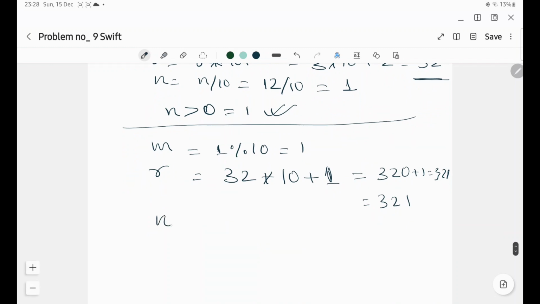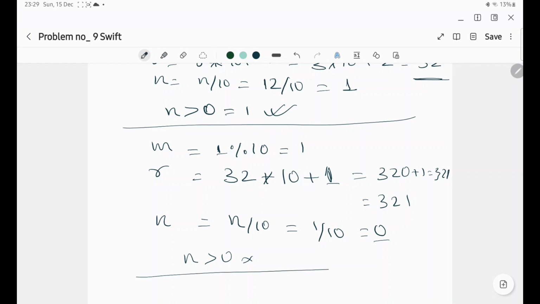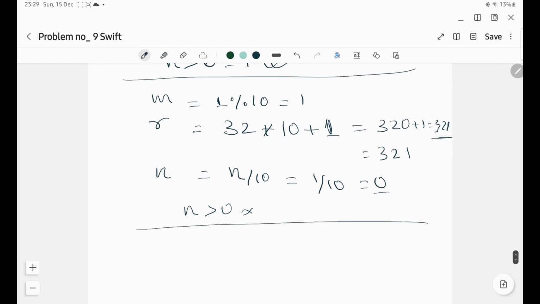Now again n equal to n divided by 10. So 1 divided by 10 will be equal to 0, because that is how our arithmetic operations work in programming. So if you check, is n greater than 0, no it is not, so we would come out of the loop and we would consider this value as the reverse.